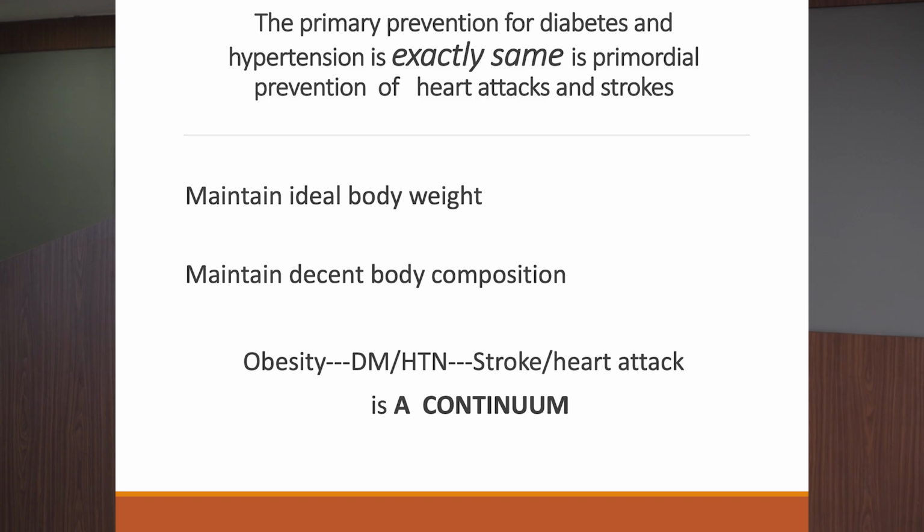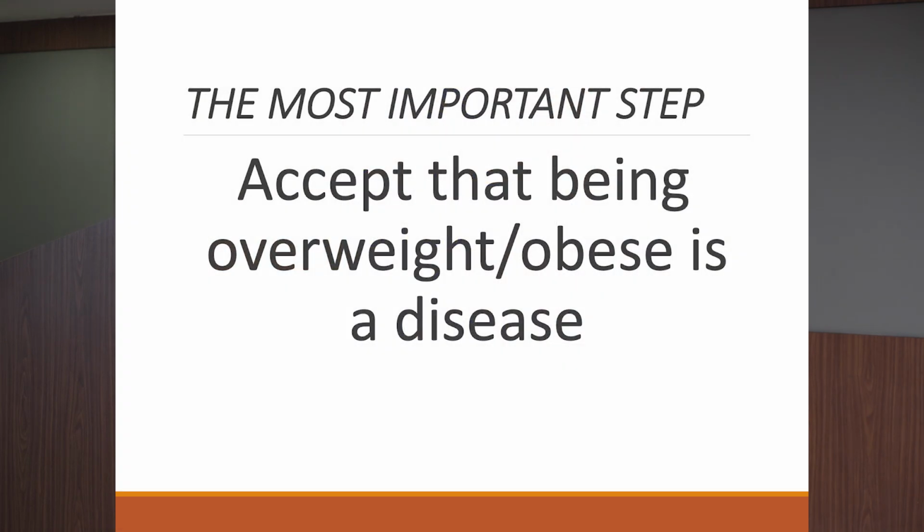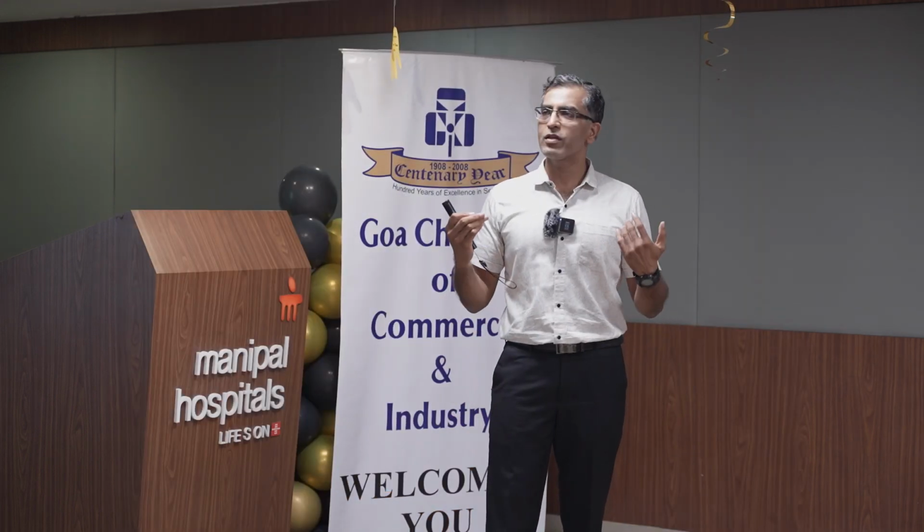So obesity leading to diabetes, hypertension, that leading to stroke and heart attack is a continuum. So it depends on where you have been told to arrest the progress. Okay. Next. So the most important step in preventing or reversing or treating these two conditions is, first we have to accept that being obese or overweight is a disease.